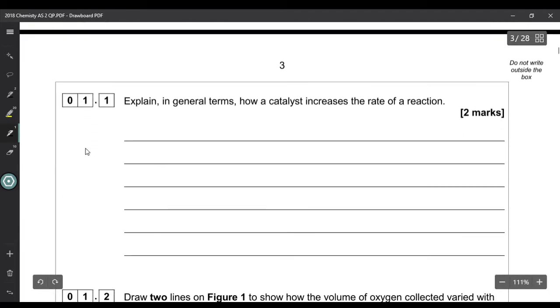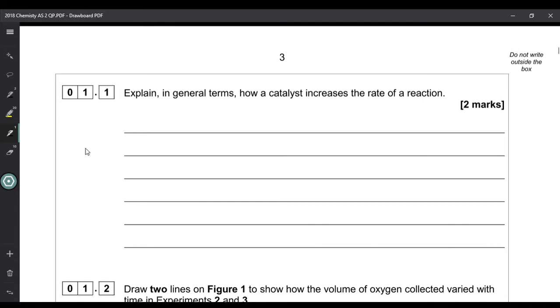So part 1 said explain in general terms how a catalyst increases the rate of reaction. And again, it says in general terms about a catalyst. So it wasn't asking for example, heterogeneous or homogeneous catalysts. It was just saying, in general terms, how does a catalyst work?